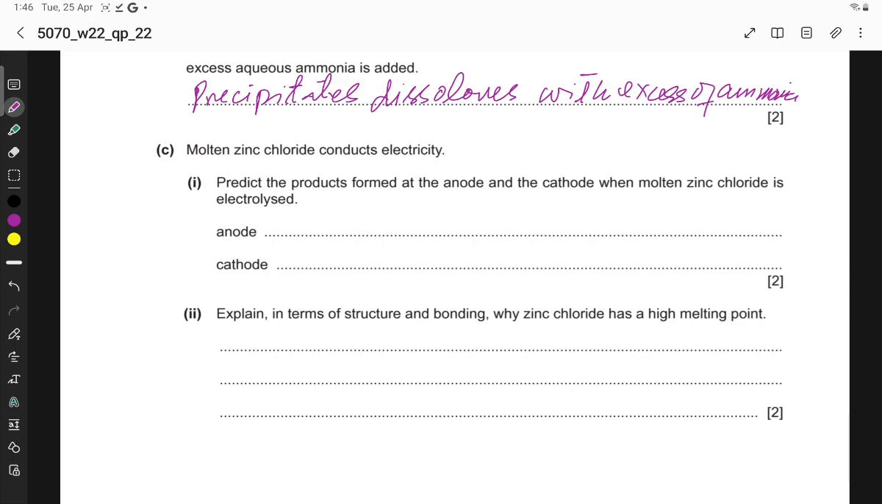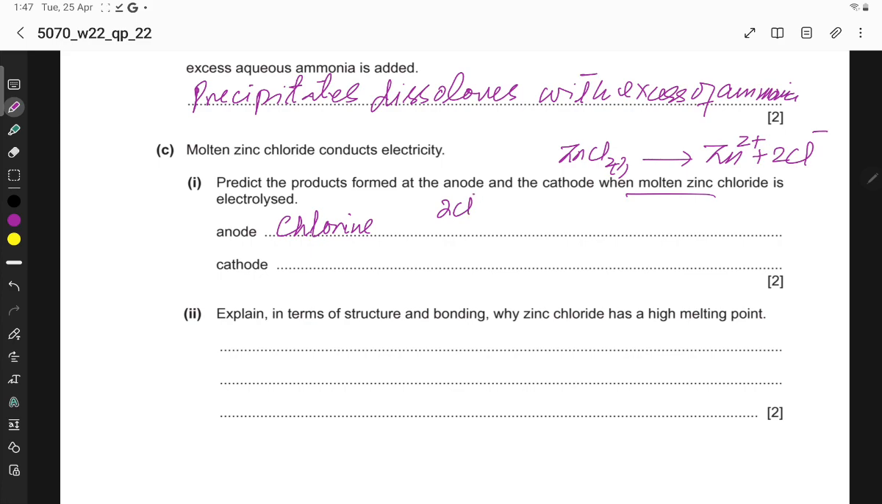Molten zinc chloride conducts electricity. Predict the products formed at the anode and the cathode when molten zinc chloride is the electrolyte. Molten zinc chloride has only two ions. When it becomes molten, it dissociates into Zn2+ and 2Cl-. At the anode, chlorine is the product, and you know that at the anode oxidation takes place.